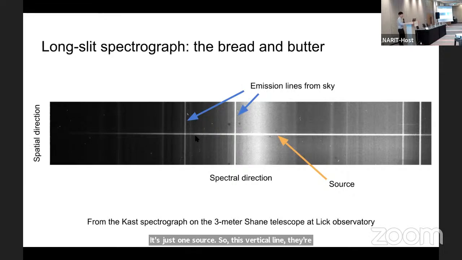It's just one source. So these vertical lines are actually emission lines from the night sky. I should have looked up what these lines are, but I didn't. And this is on the blue side of the spectrograph, so this is around a wavelength of 300 to 500 nanometers. In the infrared, or even in the red optical, there are a lot of these sky lines, and these are from the OH bond in water essentially that vibrates and emits. Those are really annoying. Yeah, and this is data from the Kast spectrograph at the 3-meter Shane telescope at Lick.